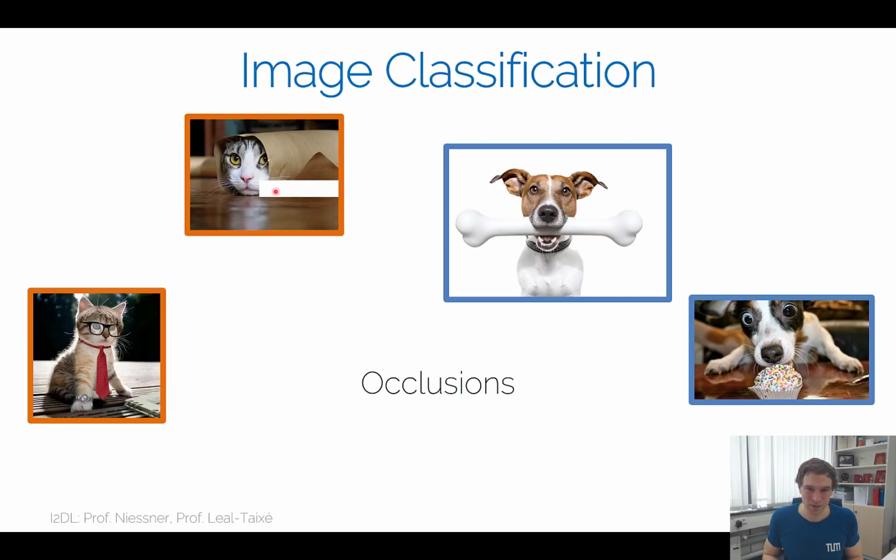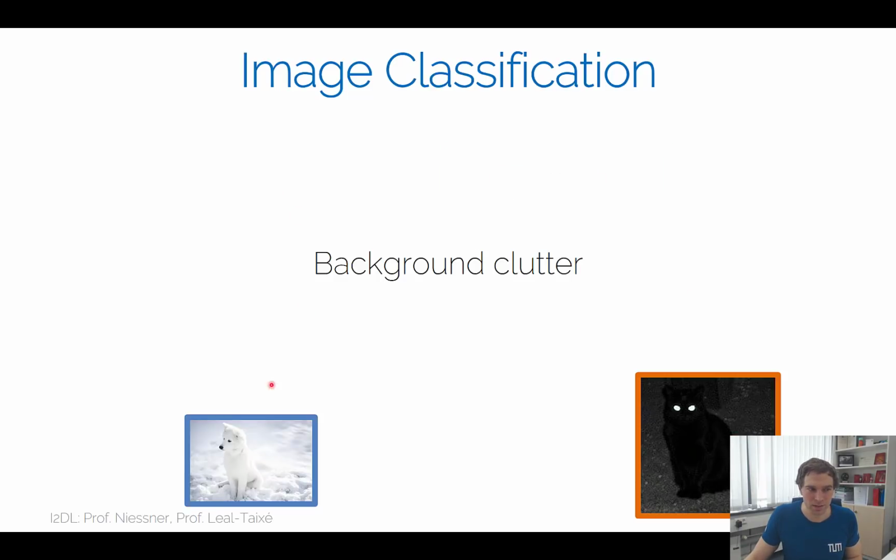We might have other problems in the images like background clutter, right? We see here basically a white foreground and a white background, and I'm assuming this is a husky dog on a white background, and since the fur is already white, it's actually very difficult to spot the differences here.